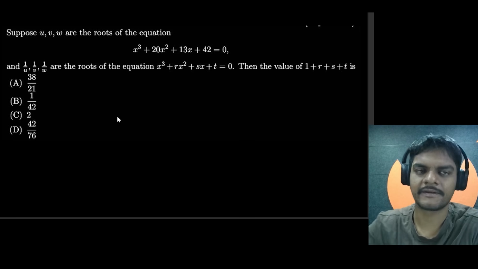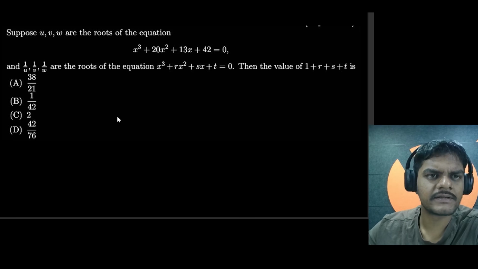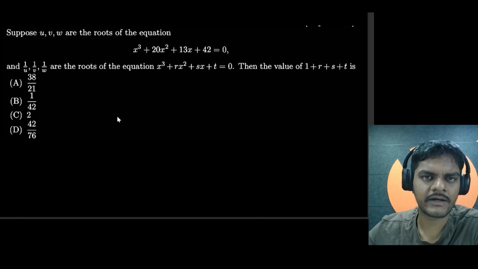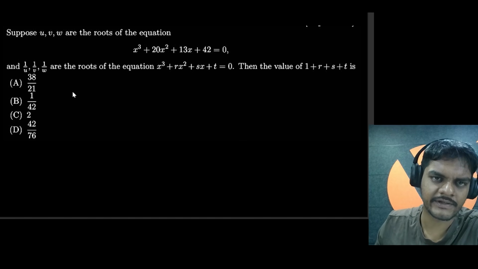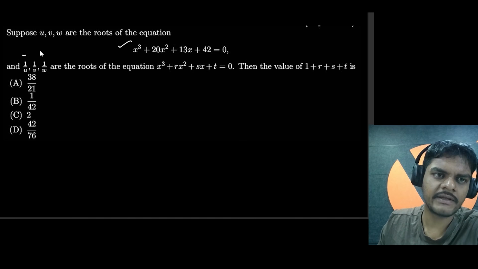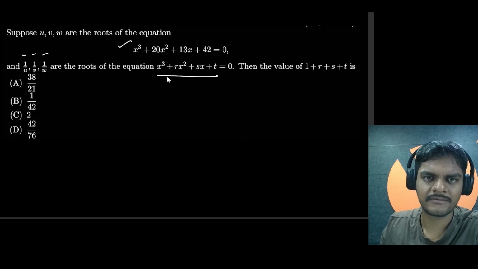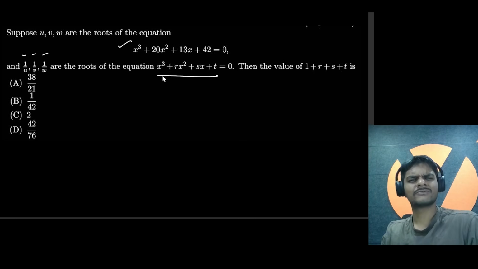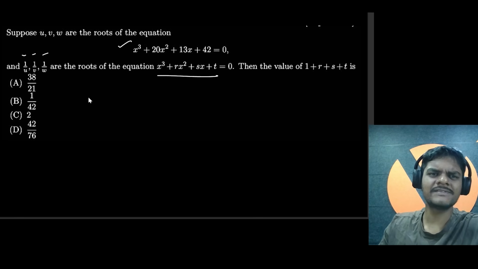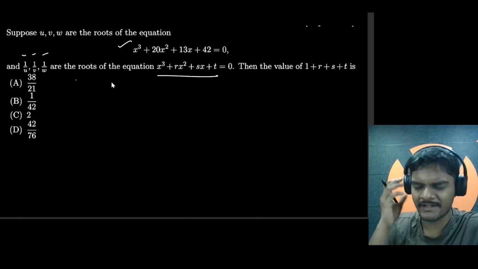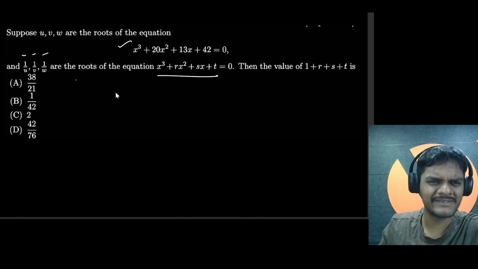What do we have here? Suppose u, v, w are the roots of this cubic equation. Very good. 1 by u, 1 by v, 1 by w are the roots of this. Okay, that should be an easy question, I think. Just try it, pause the video and try it. And I think this is a very easy question.